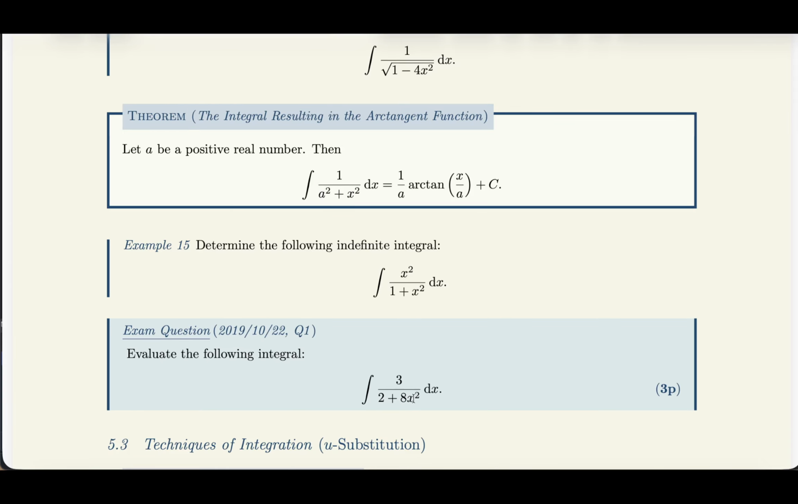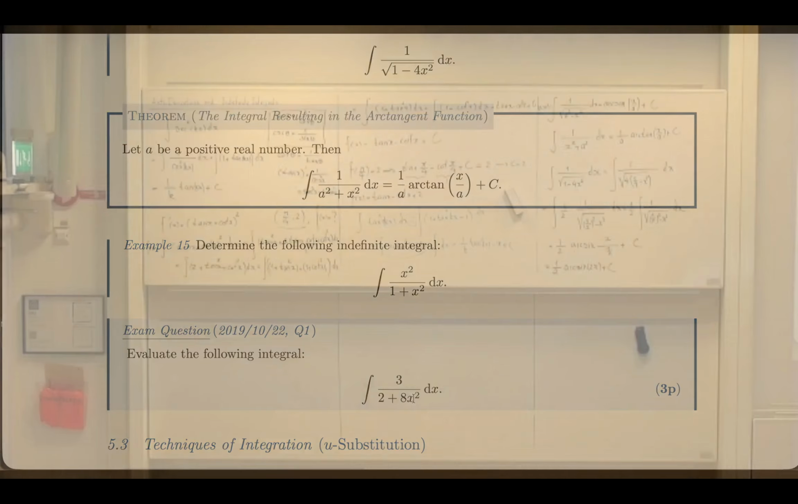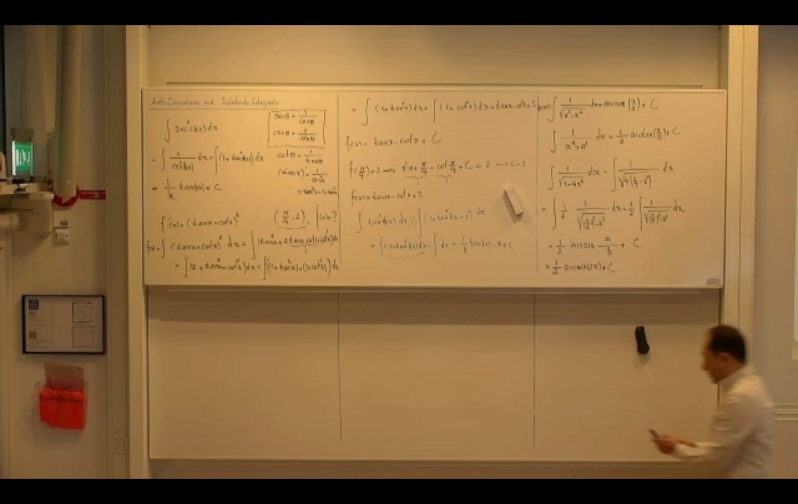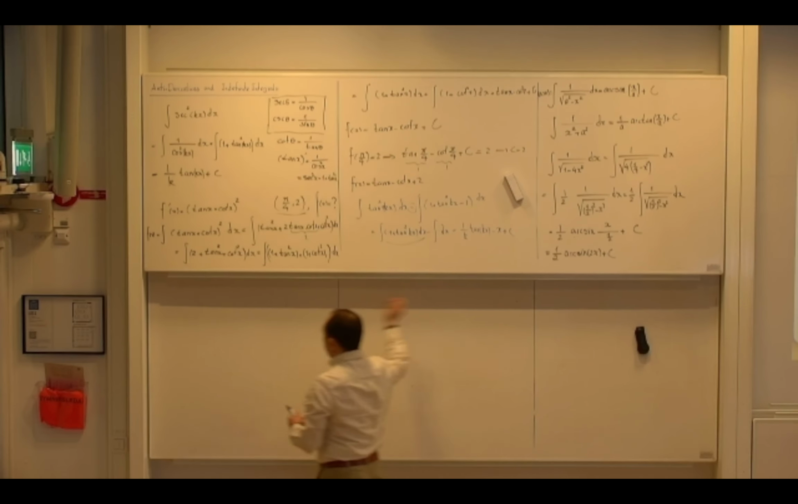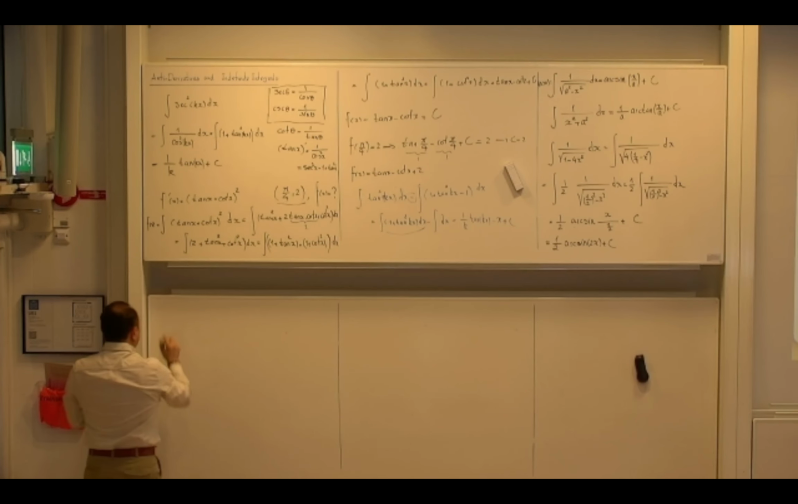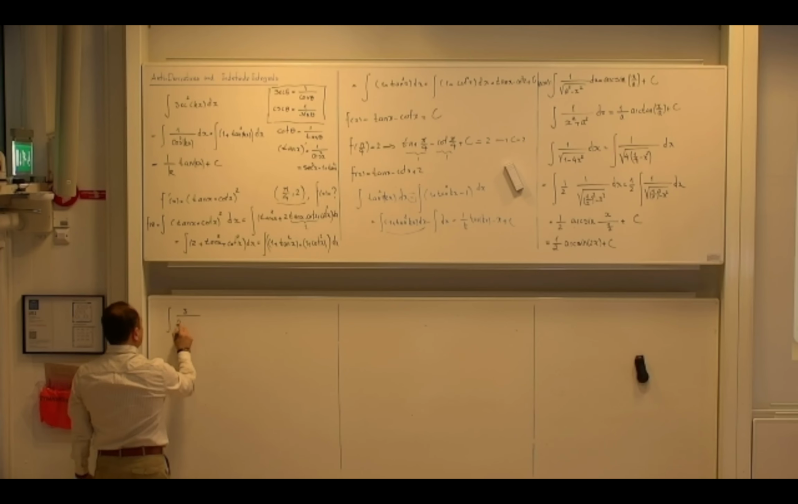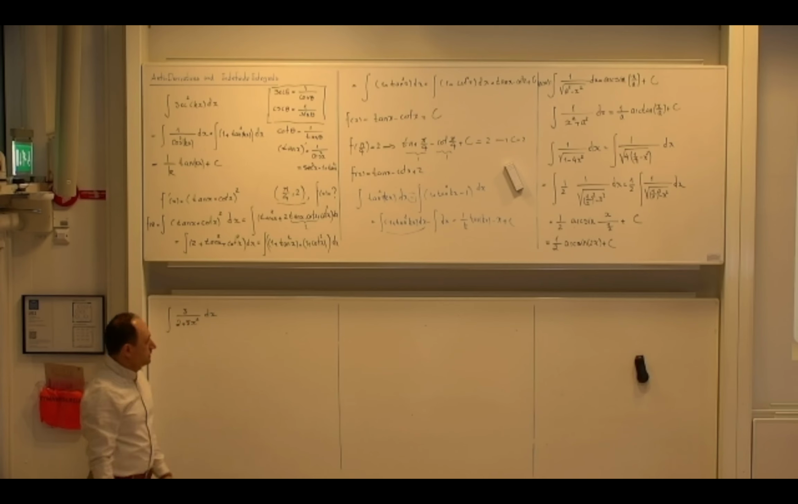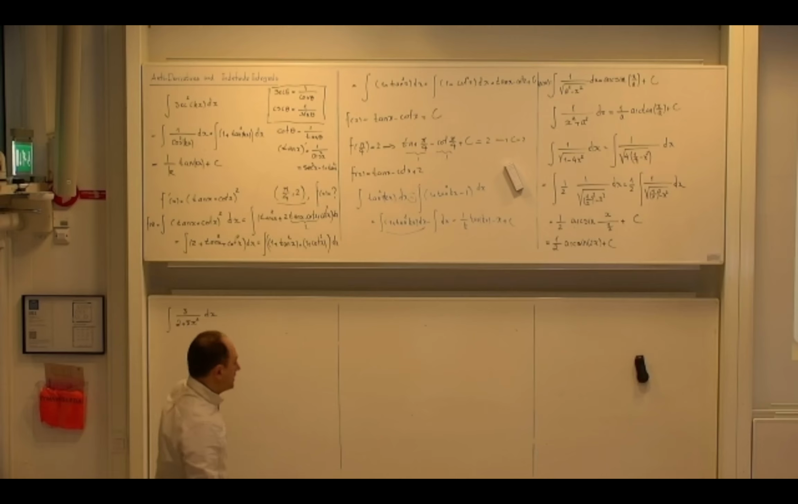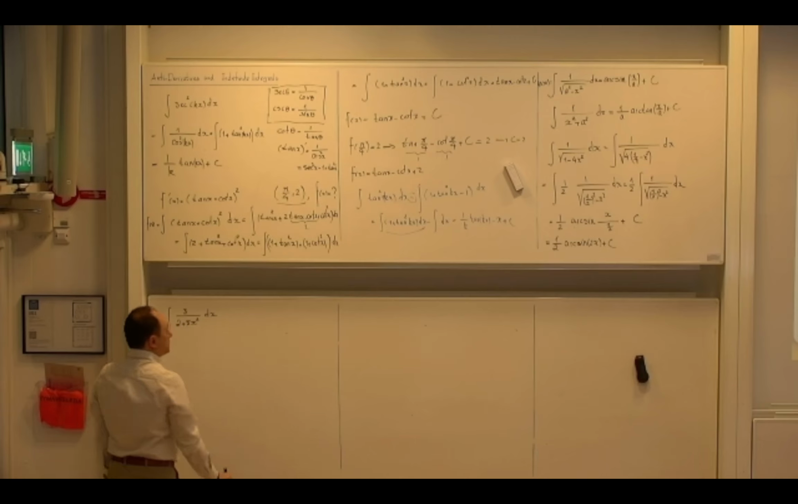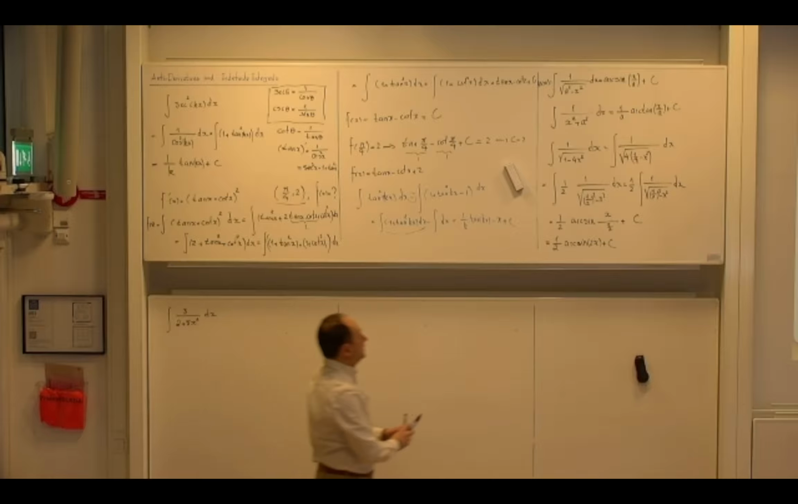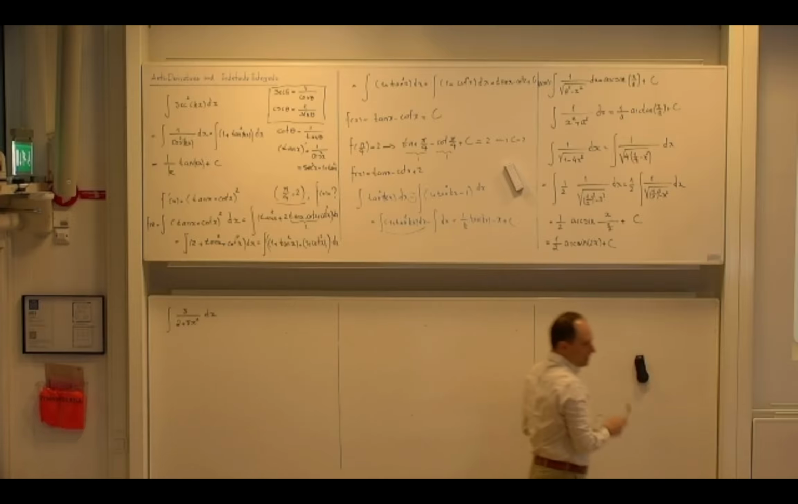So can you tell me what will be the first step? Let me do it here for you. So the integral, this is the exam question. Integral of 3 divided by 2 plus 8 x squared dx. Am I right? This we want to do in the exam. So what should I do? You have to remember this formula here. Hopefully you see that the second formula is useful. I have to be careful.